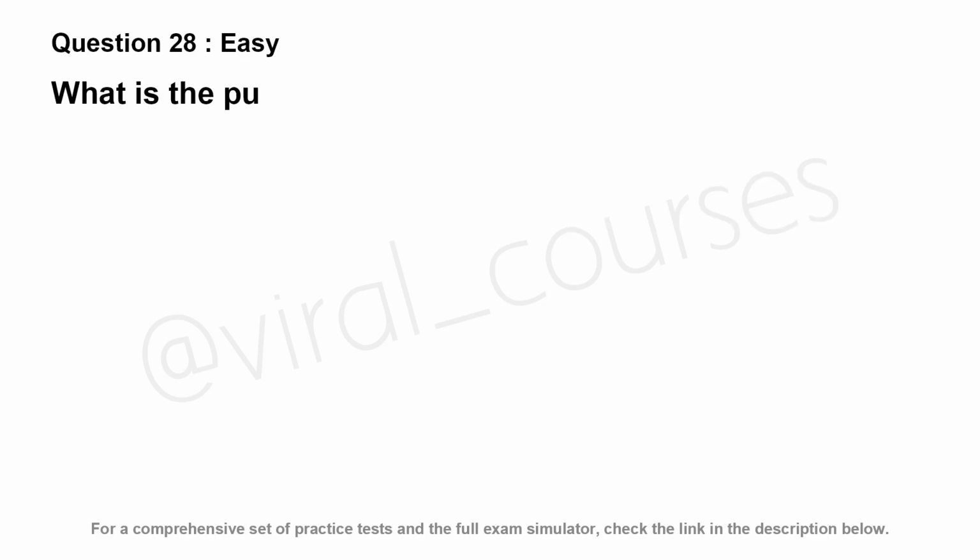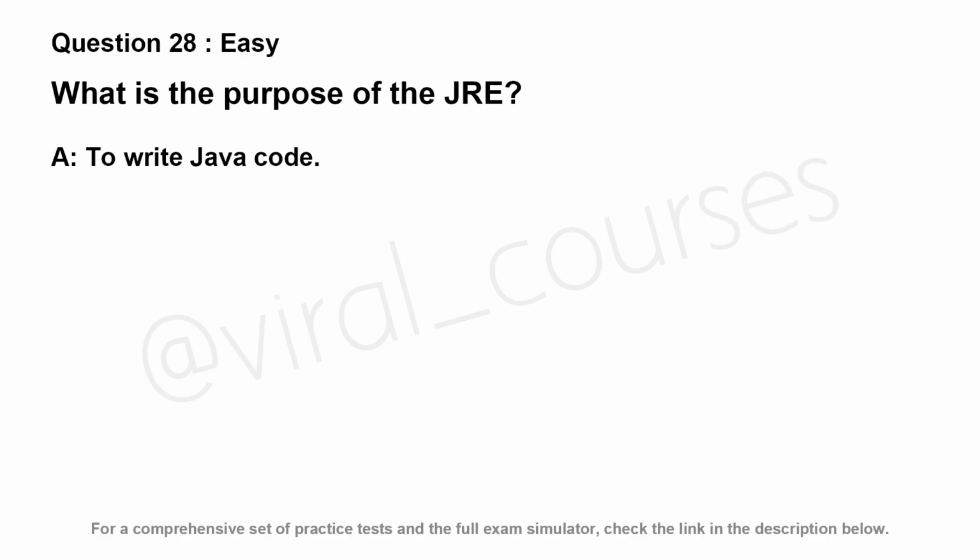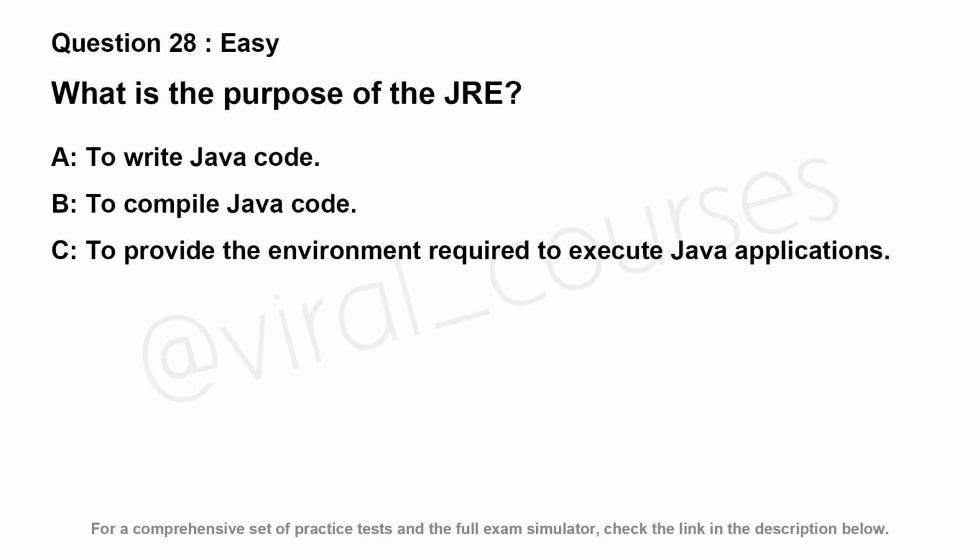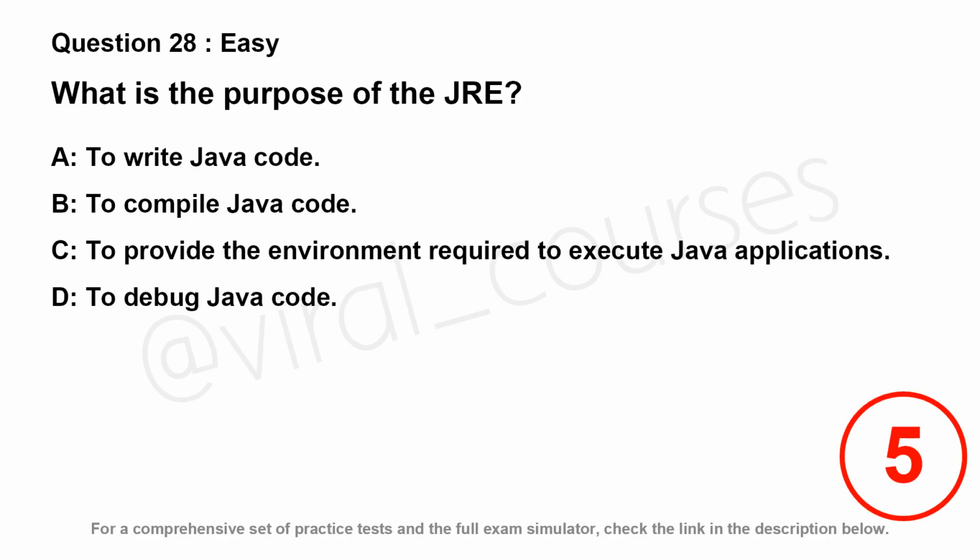What is the purpose of the JRE? Option A, to write Java code. Option B, to compile Java code. Option C, to provide the environment required to execute Java applications. Option D, to debug Java code.